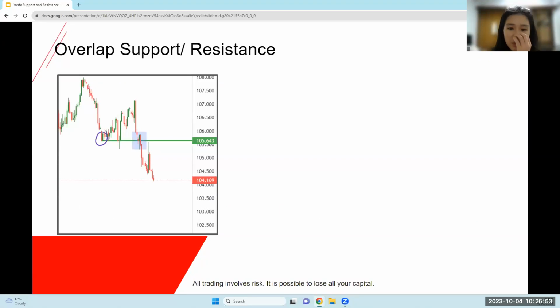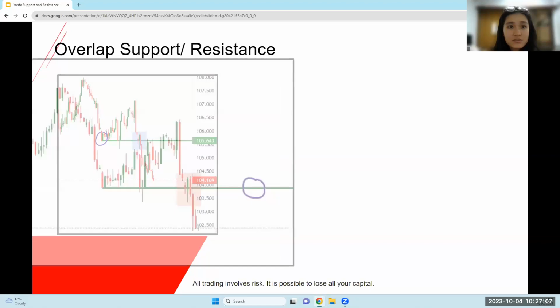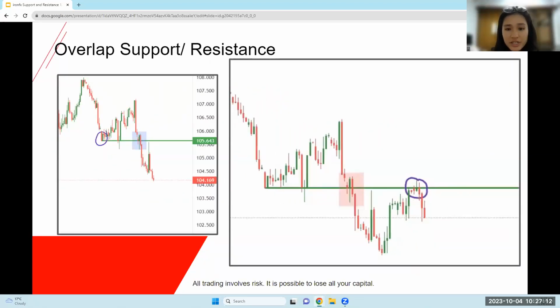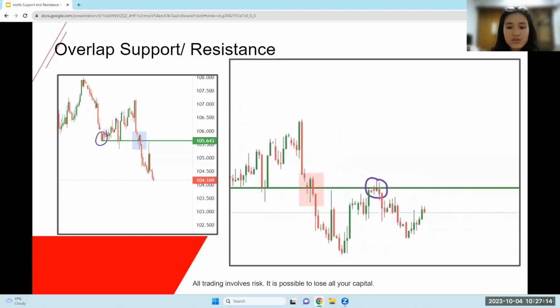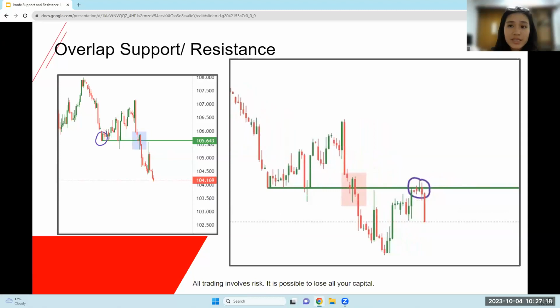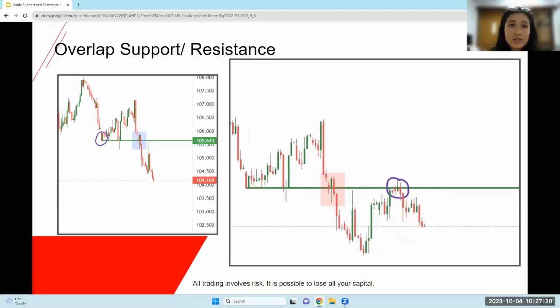Here's an example. The swing low support becomes a pullback resistance once price breaks the support at this 105.643 level. You can see in this GIF how price retraced or pulled back to this resistance level and in fact reversed off of it, making it now an overlap resistance.